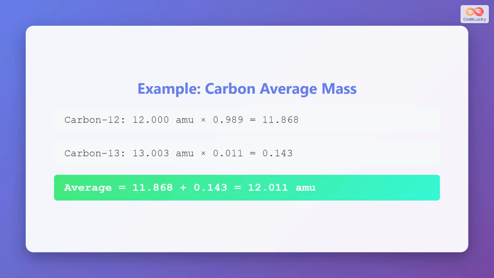Let's calculate carbon's average atomic mass. Carbon-12 at 12 atomic mass units times 0.989 equals 11.868. Carbon-13 at 13.003 atomic mass units times 0.011 equals 0.143. Adding these together gives us 12.011 atomic mass units, which matches the value on the periodic table.